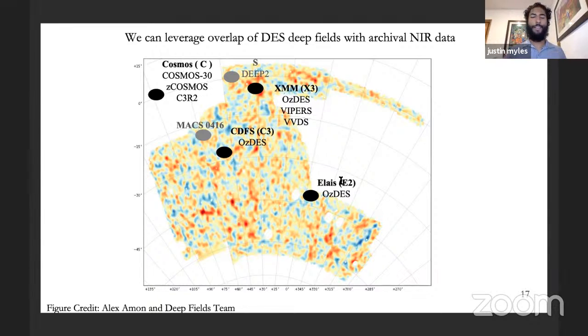And I should highlight that it was a huge amount of work to do this deep field photometric calibration. There's a large team that did this work that helps make this redshift calibration possible.